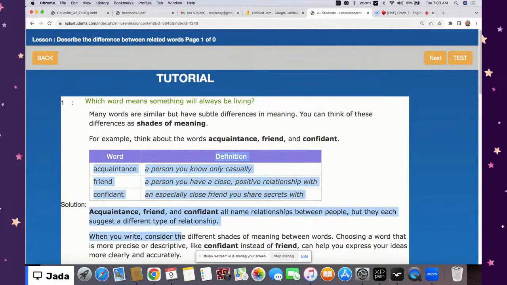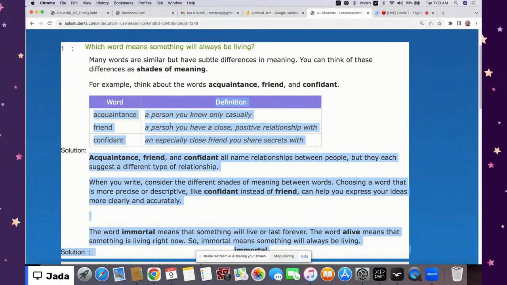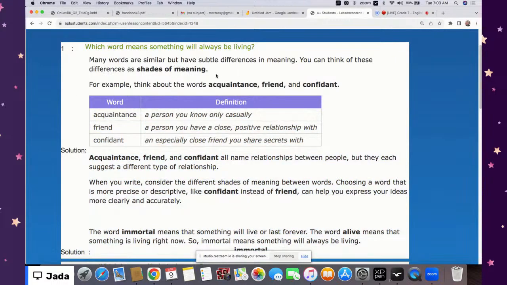Now, let's get the explanation. Many words are similar but have subtle differences in meaning. Of course, they have similarities, but they have subtle differences in meaning. You can think of these differences as shades of meaning. That's what we call shades of meaning, the subtle differences in words.